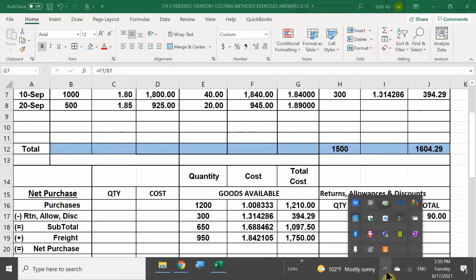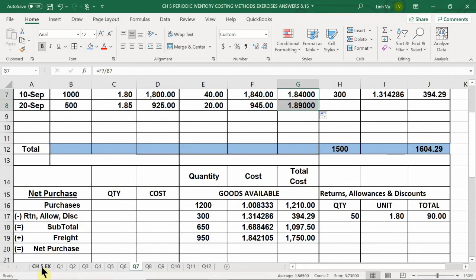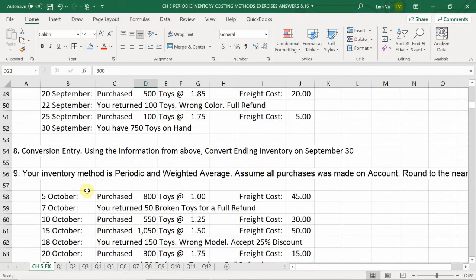Okay, good. So then, what happened next? Let's see what happened next. So then, on the 22nd of September, you end up returning 100 of those toys because they were the wrong color. And you didn't want to accept it, so you end up getting a full refund for these returns. Okay. So you returned 100 toys the wrong color and you demanded a full refund.